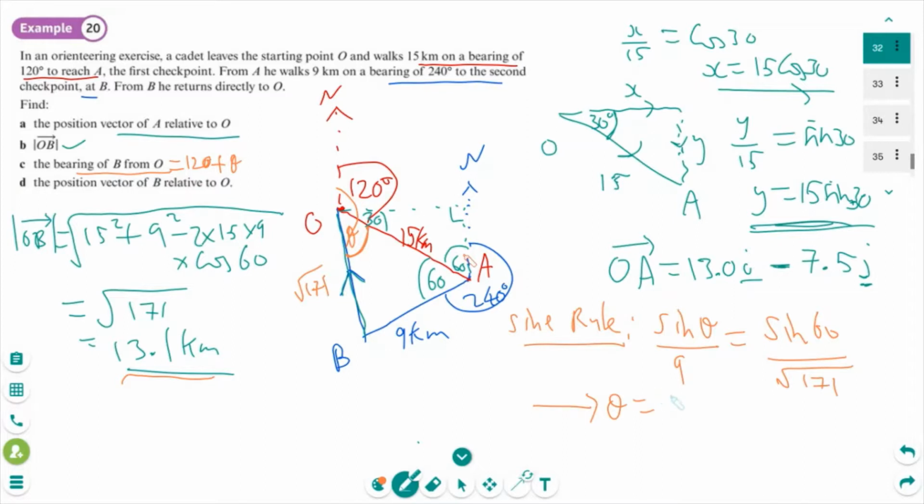To answer the question, the bearing of B from O, bearings are measured clockwise from the north, so we want all of that. So it's 120 plus 37, which gives you 157 degrees. So that is part C, sine rule. Any questions?